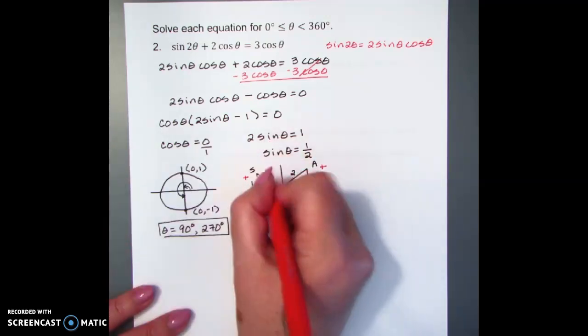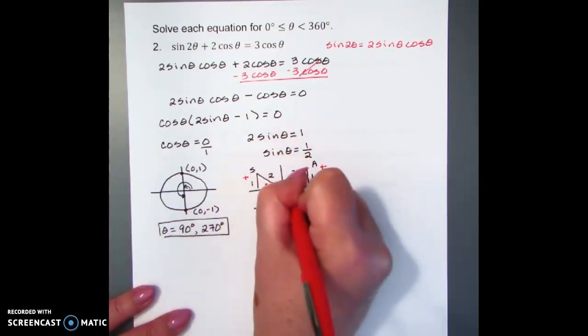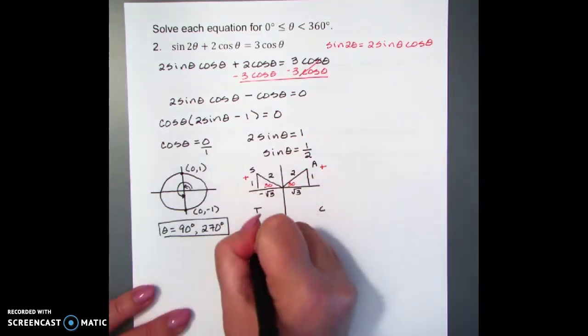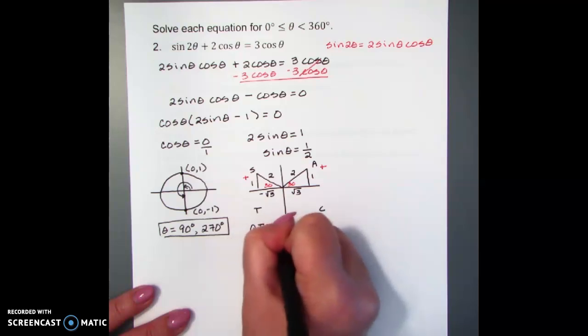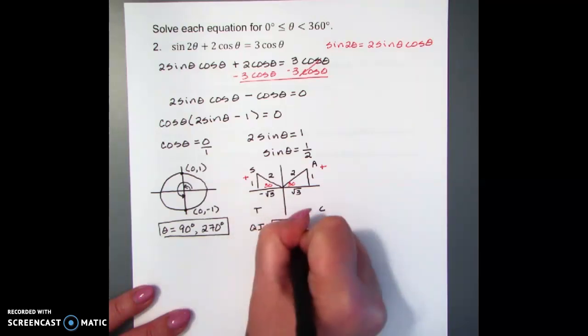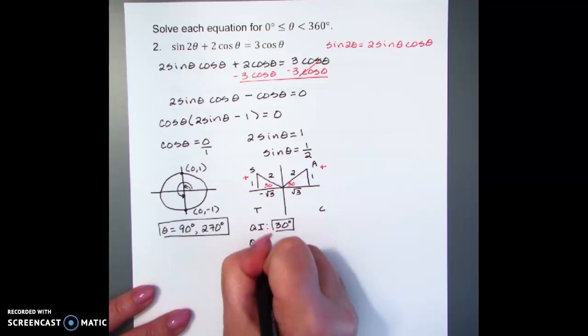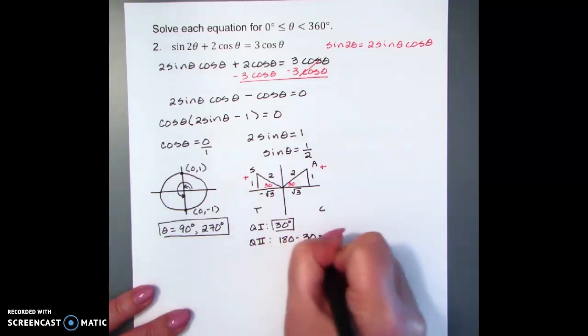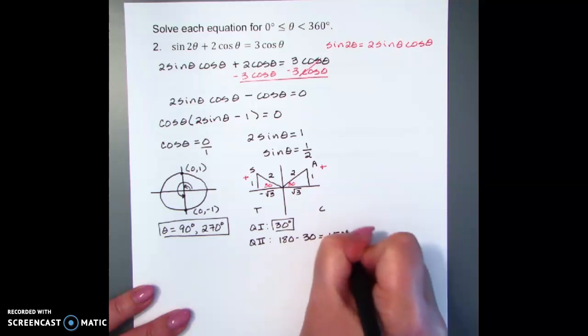So in a 30, 60, 90 triangle, the angle opposite the 1 is going to be 30 degrees. And so my quadrant 1 answer is 30 degrees. We love quadrant 1. And then my quadrant 2 answer is going to be 180 minus 30, which is 150 degrees.